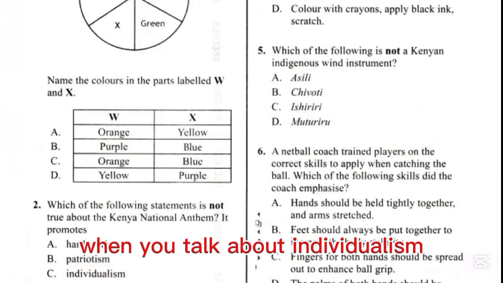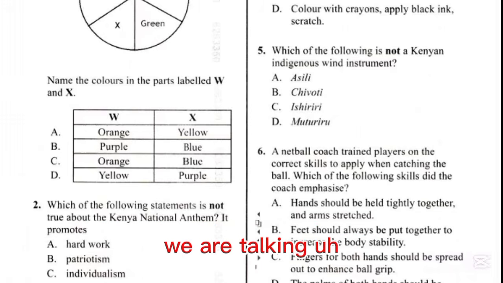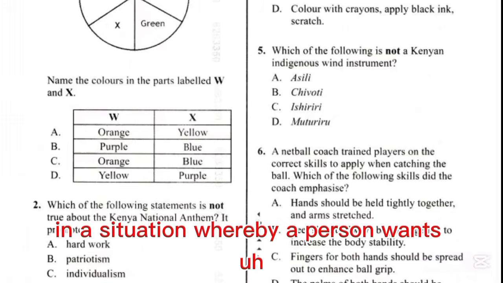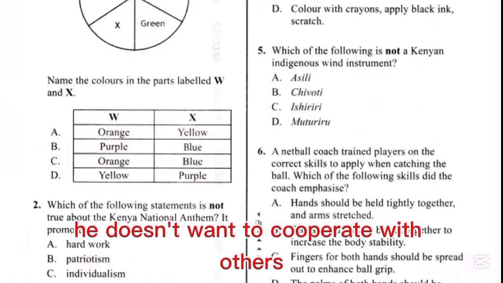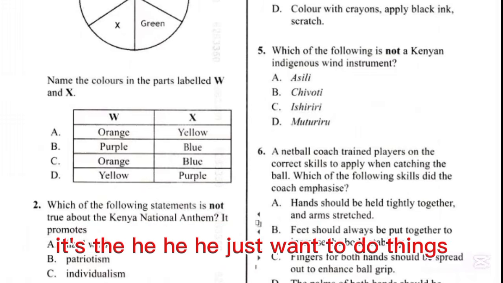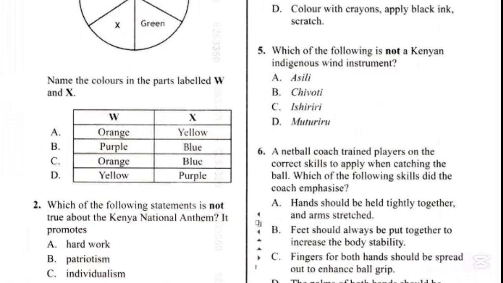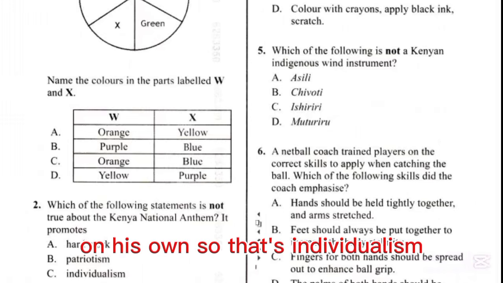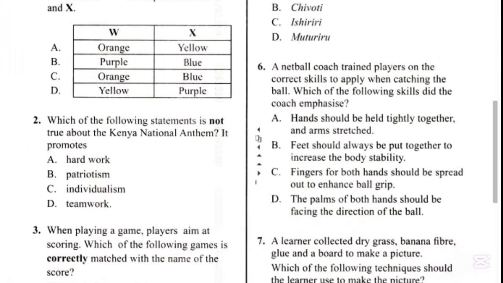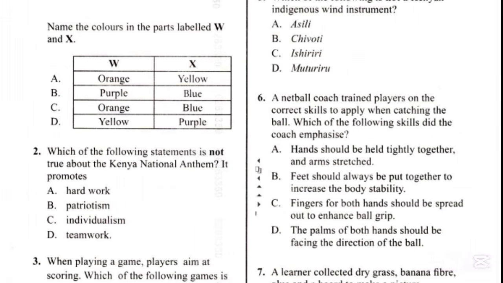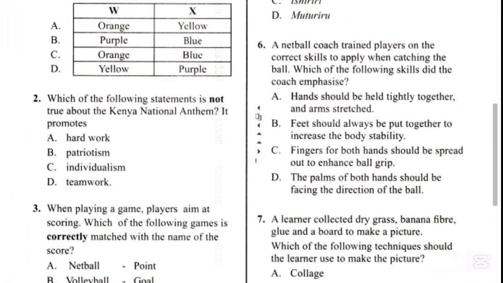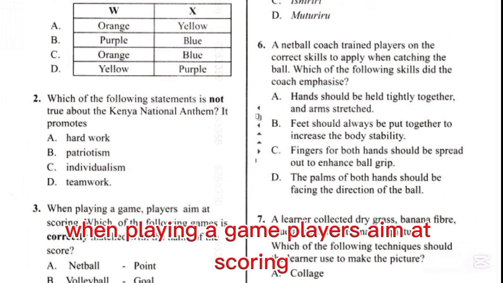When you talk about individualism, we are talking about a situation whereby a person wants everything to be on his side. He doesn't want to cooperate with others. He just wants to do things on his own. So that is individualism. The correct answer was C, individualism. We have question 3. When playing a game, players aim at scoring.